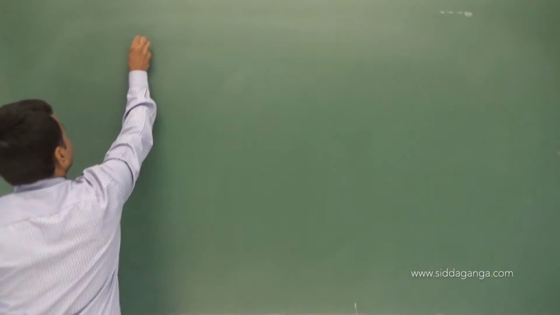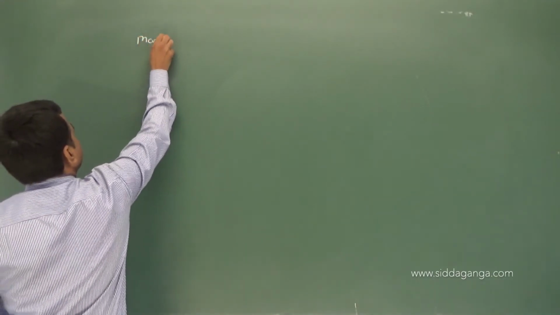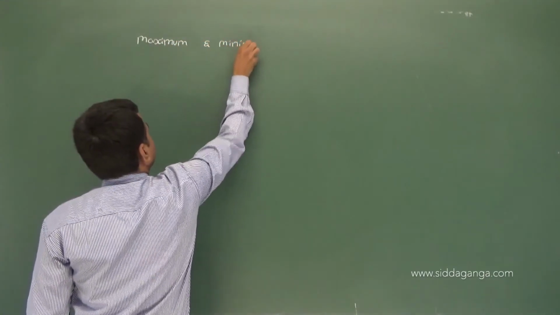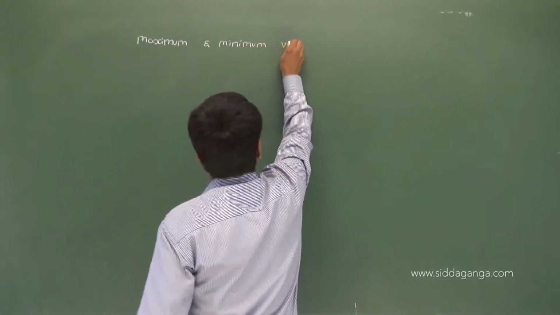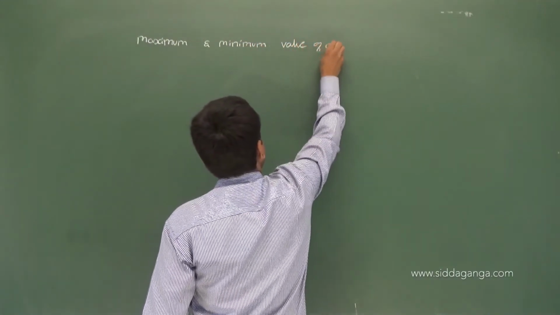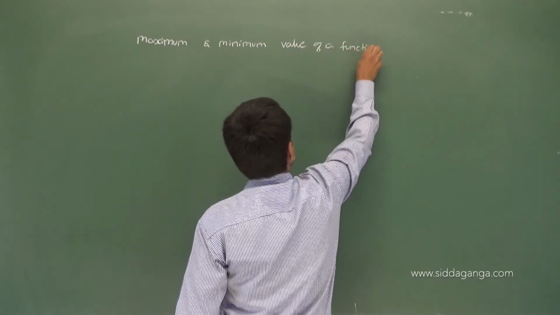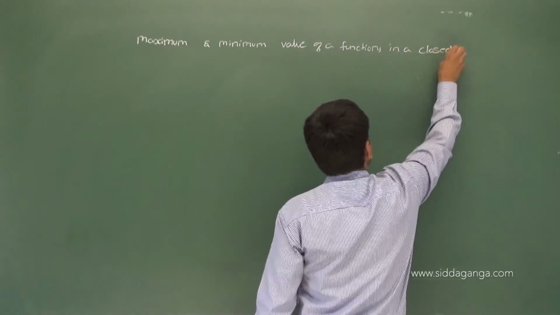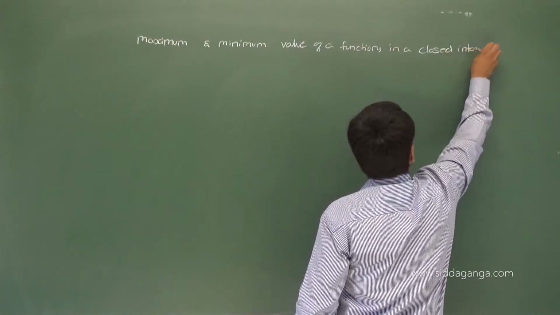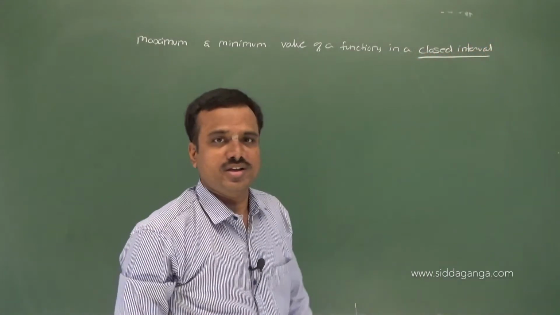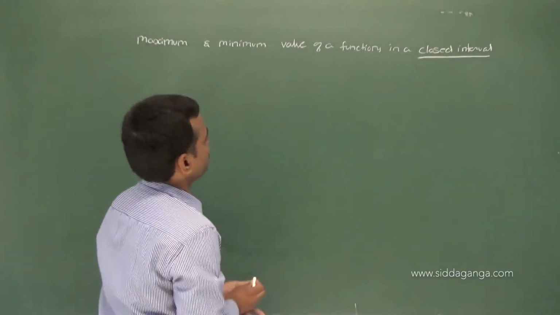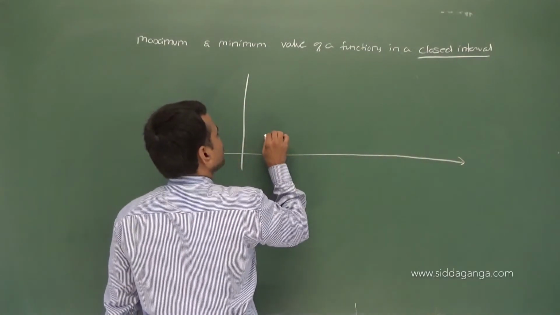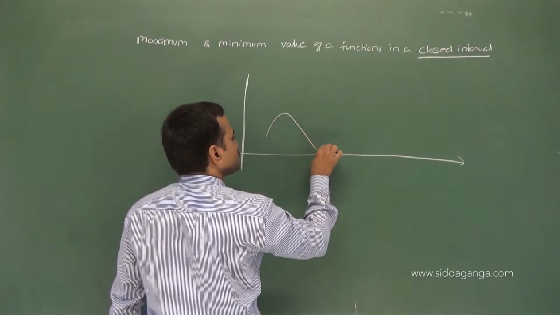Next headline: maximum and minimum value of a function in a closed interval. Very important, in a closed interval. That means I draw one diagram better. See this, observe.